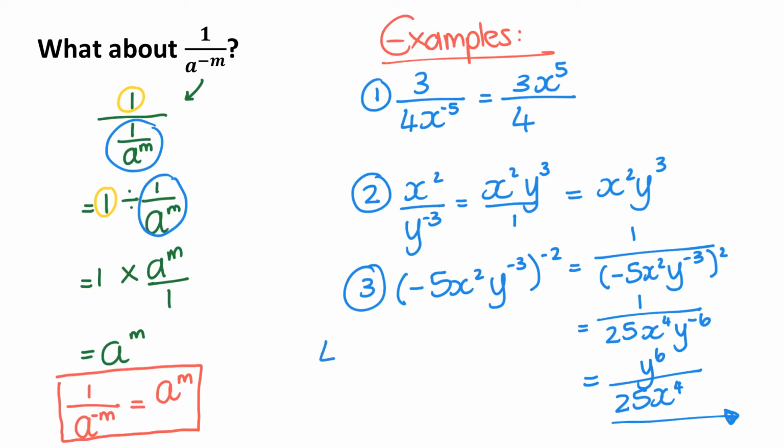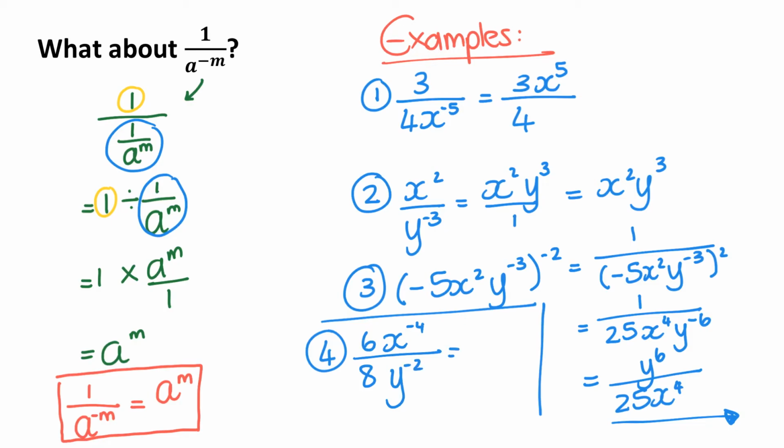Let me try and fit one more example in. Let me make a little corner over here. Let's say I've got 6 over 8, x to the power of negative 4 in the numerator, and y to the power of negative 2 in the denominator.